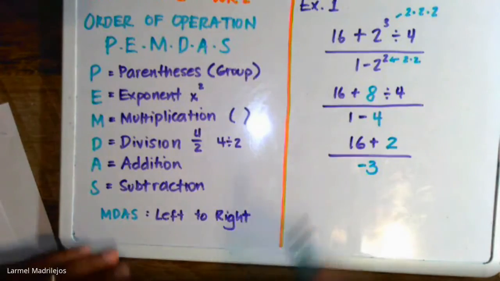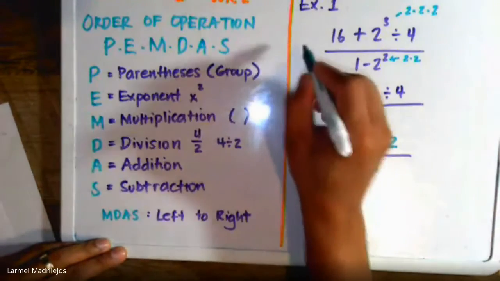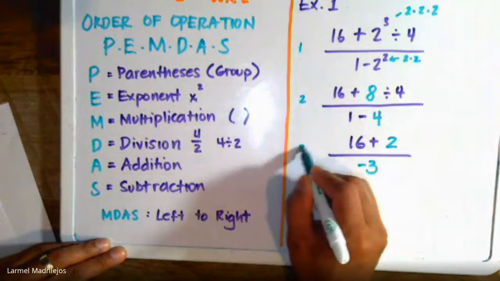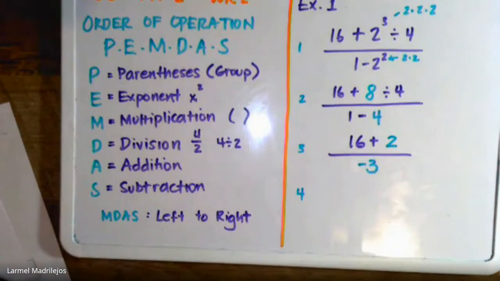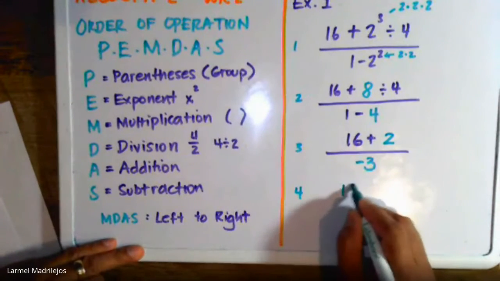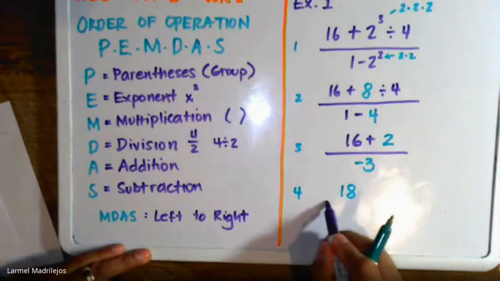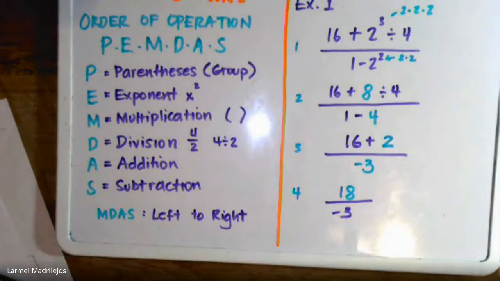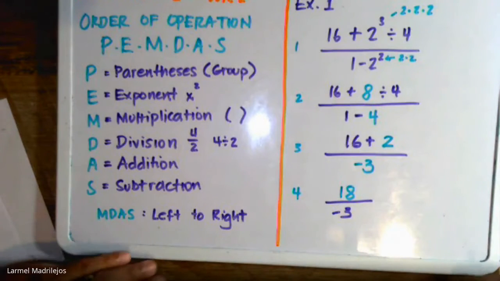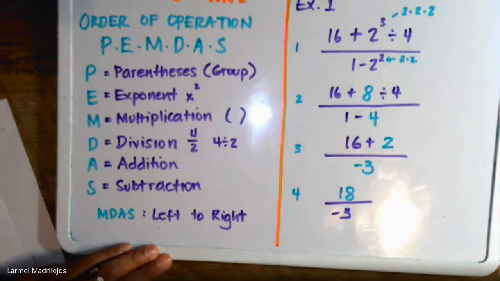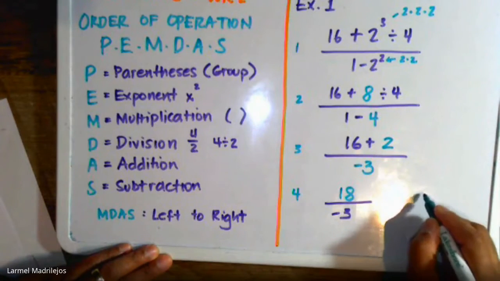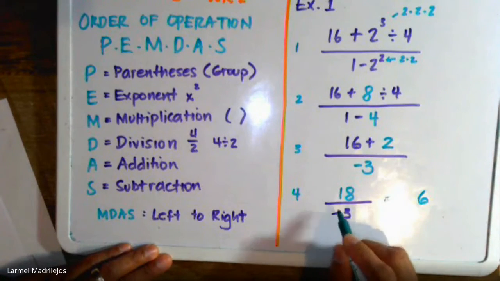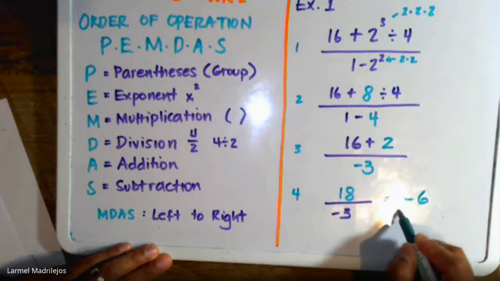So these are the processes: first process, second process, third process, and then we do the fourth process. What's 16 plus 2? It's 18, all over negative 3. That's the fourth process and that's the answer, but it needs to be simplified. 18 divided by 3 is 6, but there's a negative there. A positive divided by a negative is a negative, so my answer is negative 6.